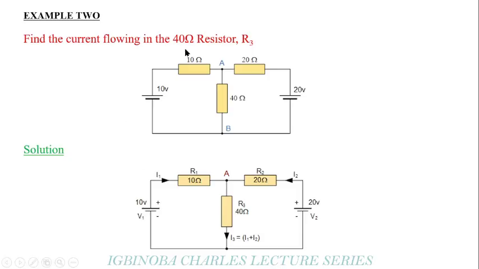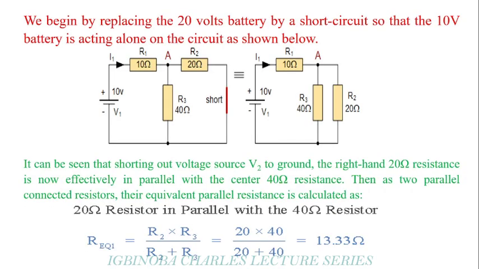Okay, find the current flowing in the 40 ohm resistor. For us to do that, I can see that the current leaving the 10 volt source, we call I1. The current leaving the 20 volt source, we call I2. And the current coming into the 40 ohm resistor is called I3, which equals I1 plus I2. So remember, the question says we should find the current flowing through this particular resistor. As the law says, we apply the law by taking into consideration each source while deactivating the other source.